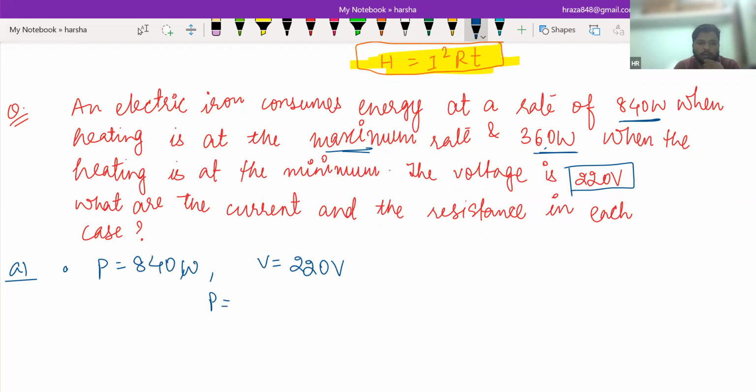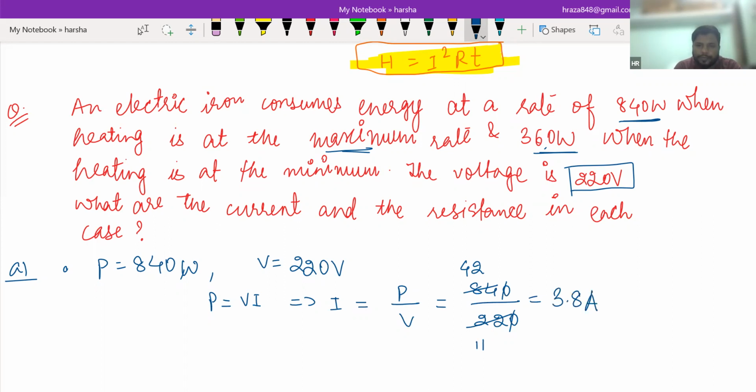You know that P is equal to V into I. So I will be equal to P upon V. Power is 840 and potential is 220. So you can see the current has a value of 84 upon 22, which if you divide, will be almost 3.8 ampere.